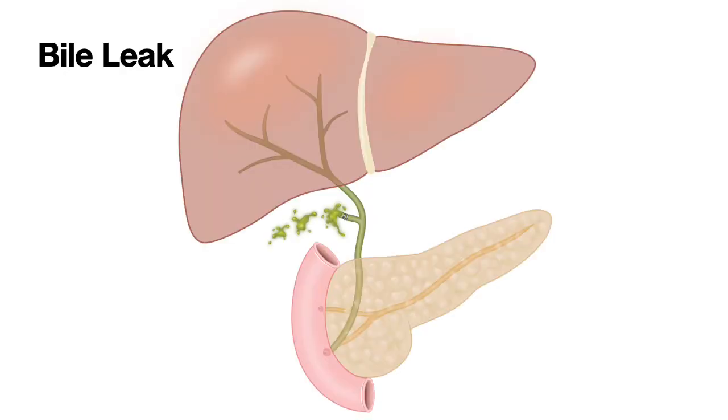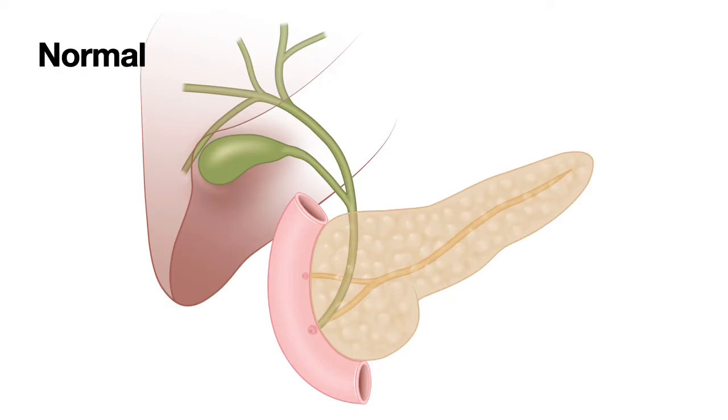Here is a case of a bile leak, and when does this happen? Let us start with the normal anatomy. Here is a normal liver, bile ducts, and gallbladder, everything intact.